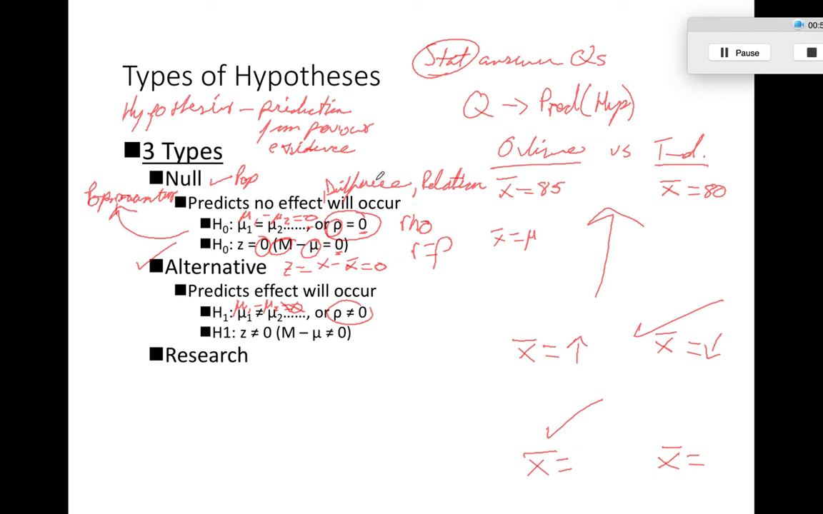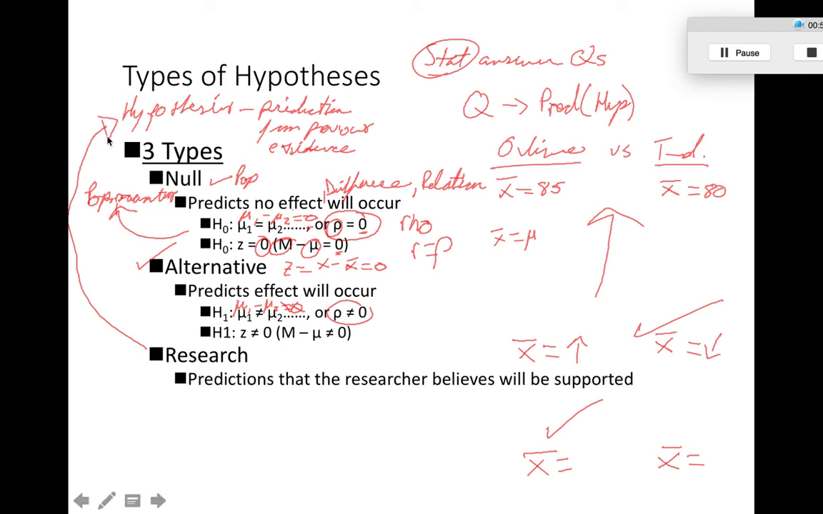Okay, now the third hypothesis that I want to introduce to you is not a statistical hypothesis. This refers to our research hypothesis. So in other words, this is essentially the hypothesis that I've introduced for you there. What is a prediction? What is a hypothesis? This is the prediction that we as the researchers believe is going to be supported.